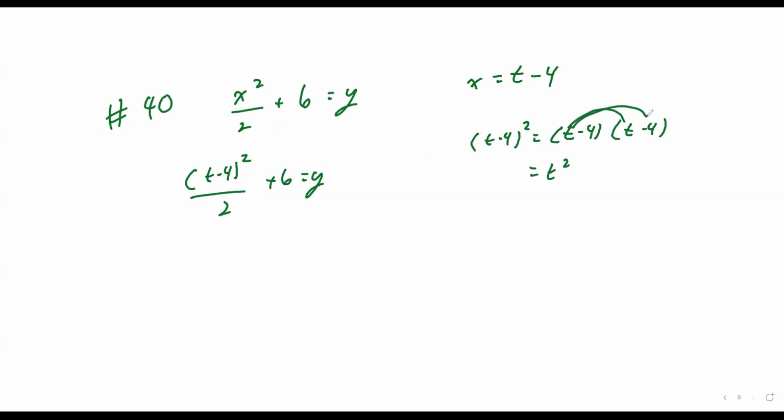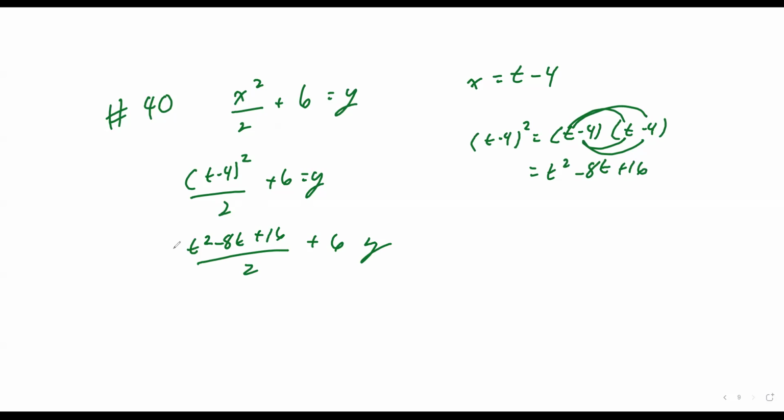T times -4 is -4t, and then another -4t gives me a -8t, and then a positive 16. So this will give me t squared minus 8t plus 16 divided by 2 plus 6. They might want you to simplify that. Let me check what your homework answer was for that.